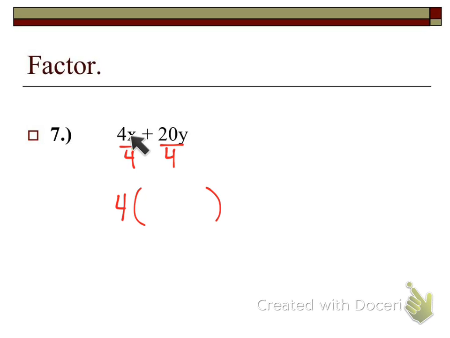So for our first term, 4x divided by 4, what's left? An x plus, we use that same sign from the middle, 20y divided by 4. 5y.